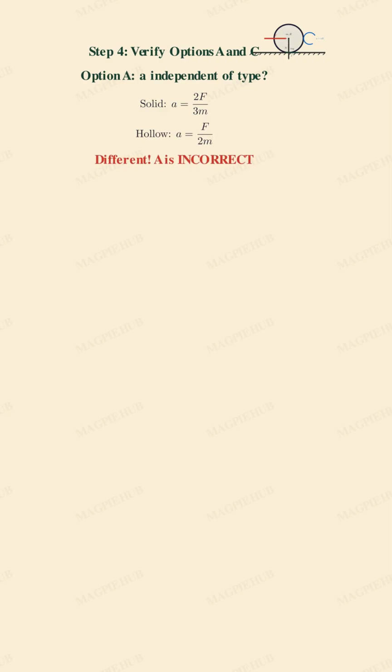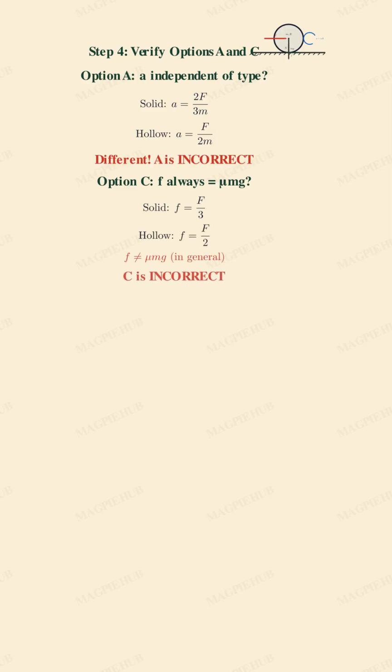Step 4, let us verify options A and C. For option A, the accelerations are different, 2F over 3m for solid versus F over 2m for hollow. Since they depend on the moment of inertia, A is incorrect. For option C, friction equals F over 3 for solid and F over 2 for hollow. Friction is not always mu mg. It equals mu mg only at the maximum force limit. So C is also incorrect.